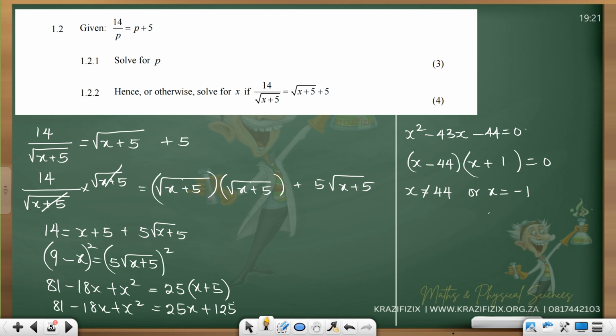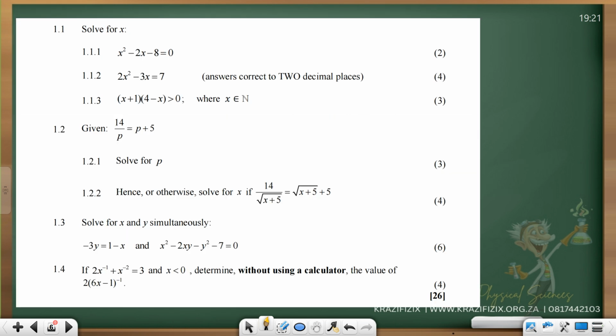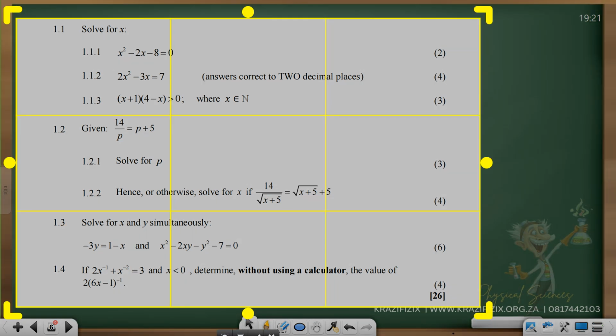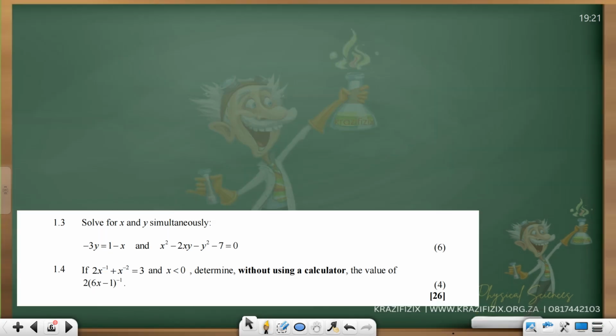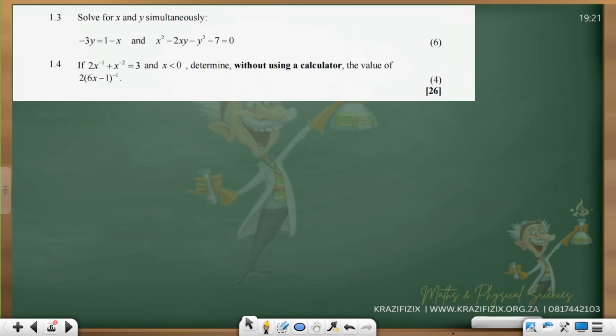Okay, let's run. 1.3, 10 marks. Beautiful for 1.3 and 1.4. Let's see if we can squeeze both of them in here.